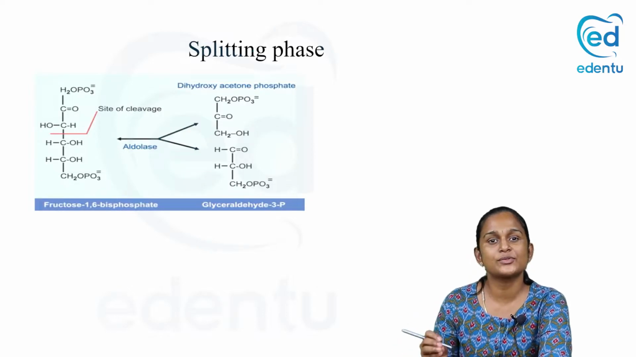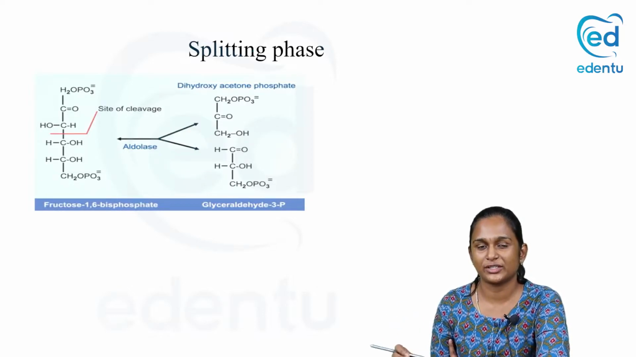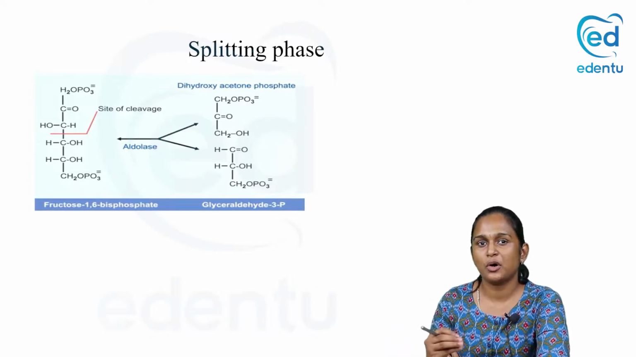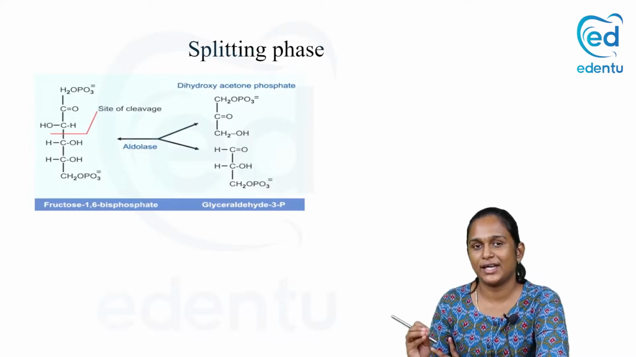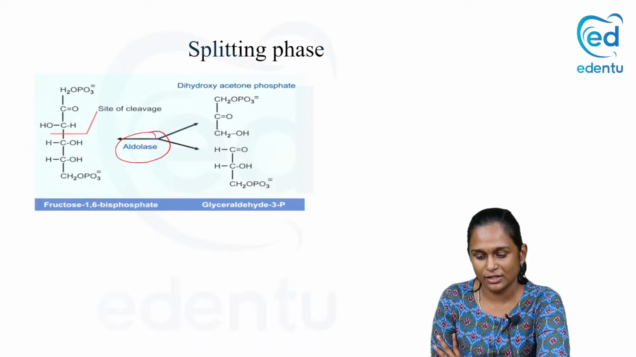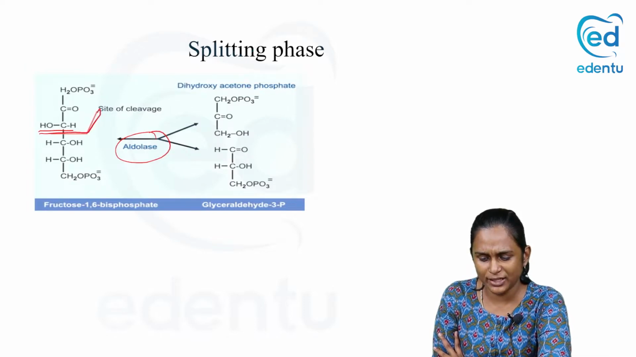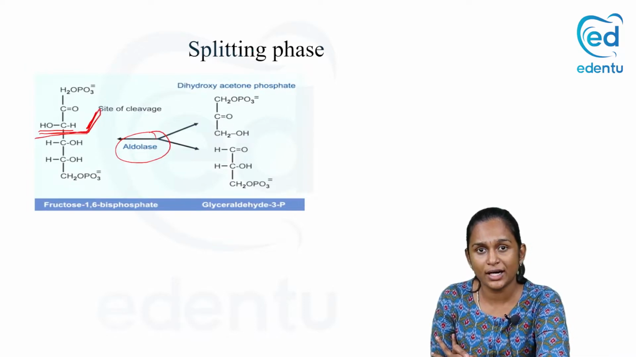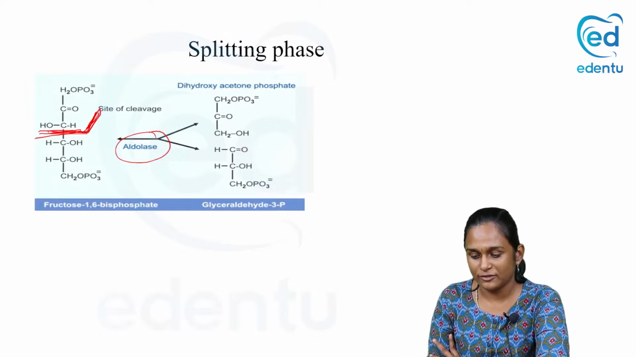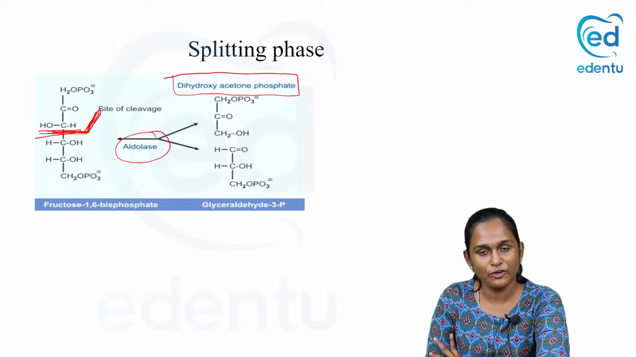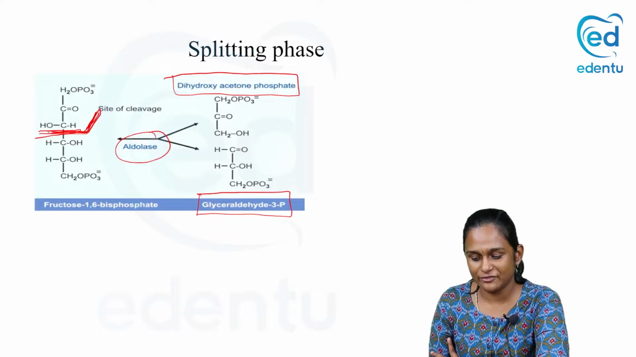So what happens to the formed fructose 1,6-bisphosphate? Splitting phase. What splits fructose 1,6-bisphosphate? The enzyme here is aldolase. Aldolase is going to split fructose into two 3-carbon compounds. Aldolase cleaves fructose 1,6-bisphosphate into dihydroxyacetone phosphate and glyceraldehyde 3-phosphate.